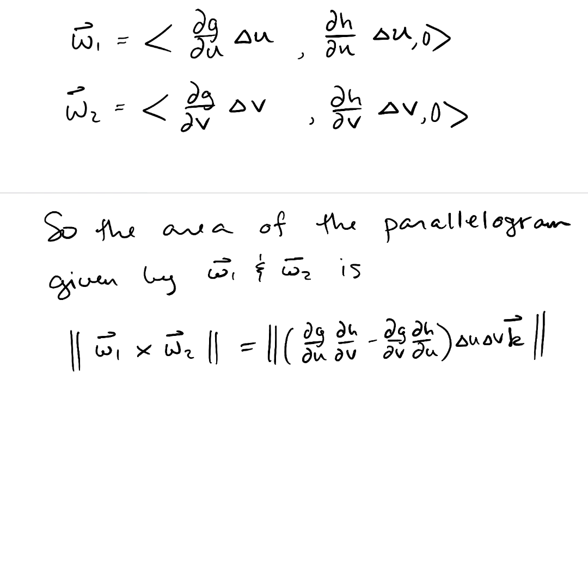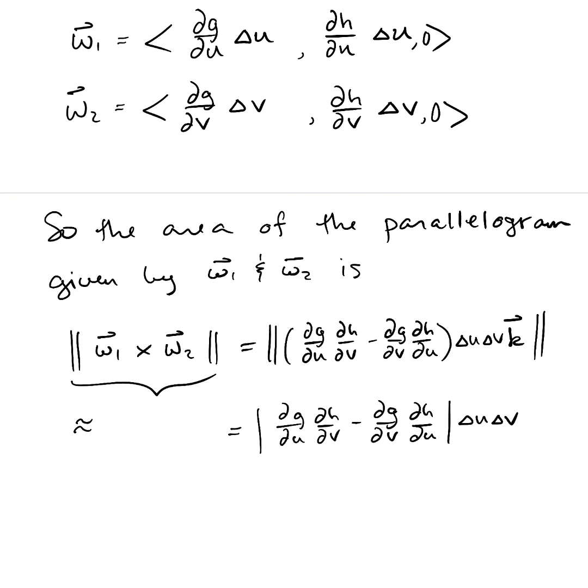And then we want the magnitude of that, but k is a unit vector. So the magnitude is simply the absolute value of dg du times dh dv, take away dg dv times dh du, all times delta u delta v. Those are positive, so they don't have to be inside the absolute value. So that's the length of that vector. So that piece, the area of that parallelogram, is roughly the tiny little delta A.